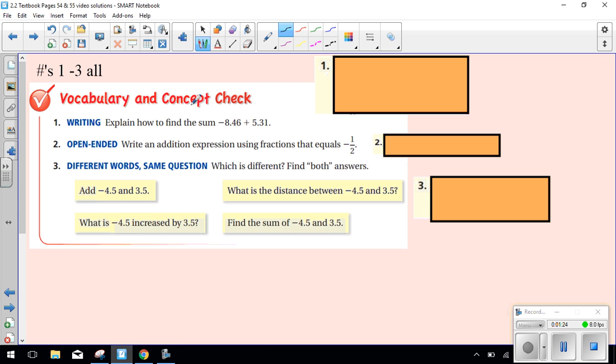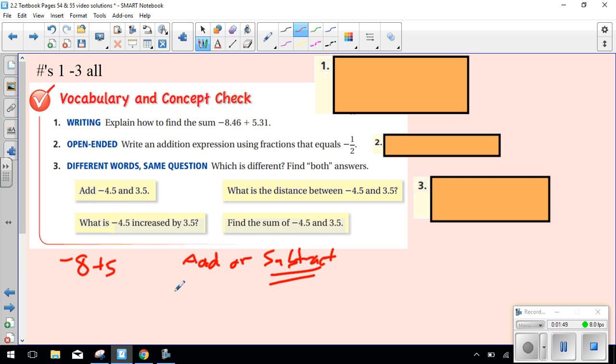So what I like to do with students who struggle with this is tell them to go back to chapter 1. So let's pretend the numbers are just integers, -8 plus 5. And I would simply ask, would you add or subtract? Well, since my signs are different in addition, we're going to subtract.